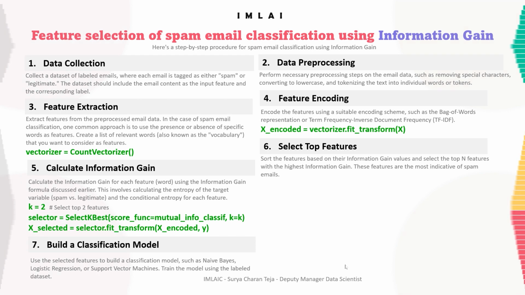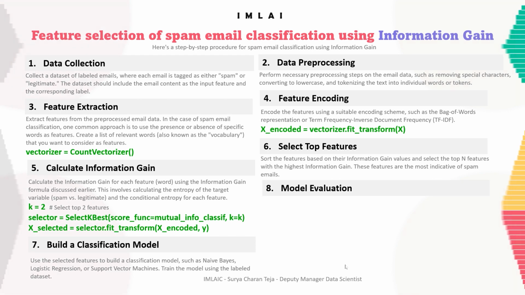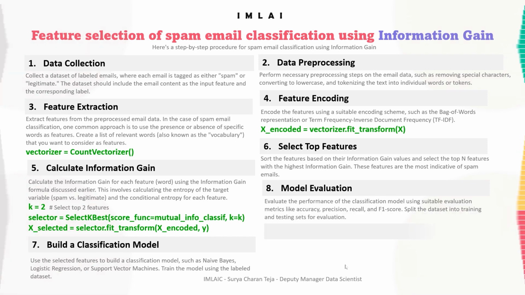Similarly, the next step is model evaluation. Evaluate the performance of the classification model using suitable evaluation metrics like accuracy, precision, recall, and F1 score. Split the data set into training and testing sets for the evaluation. And the final one is model deployment. Once the model is trained and evaluated, it can be deployed to classify new unseen emails as spam or legitimate.